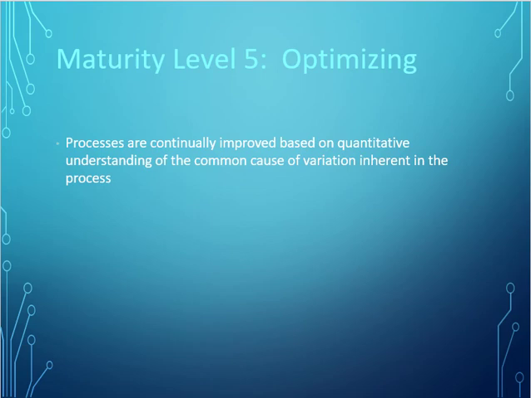You'll see in this definition the phrase common cause of variation. We're going to spend a lot of time this semester talking about common cause variation. But essentially, that is the variation that is inherent to the process. And if we can reduce that, then we improve quality.